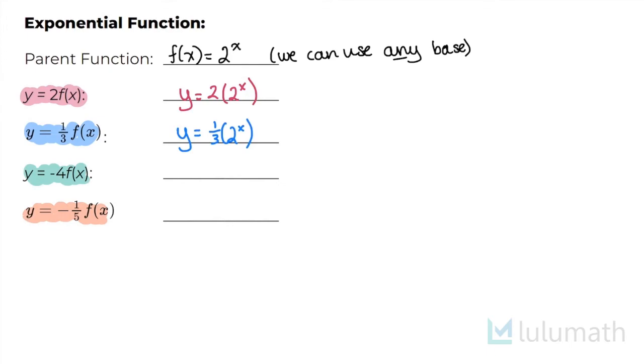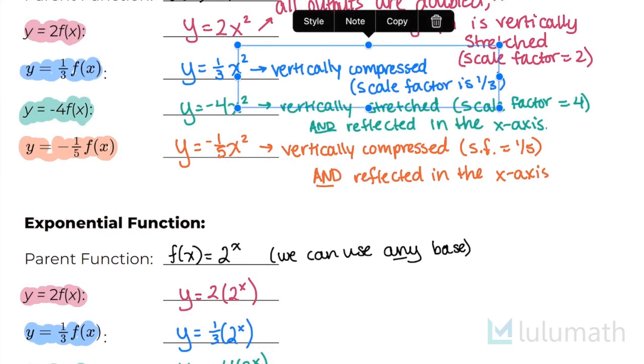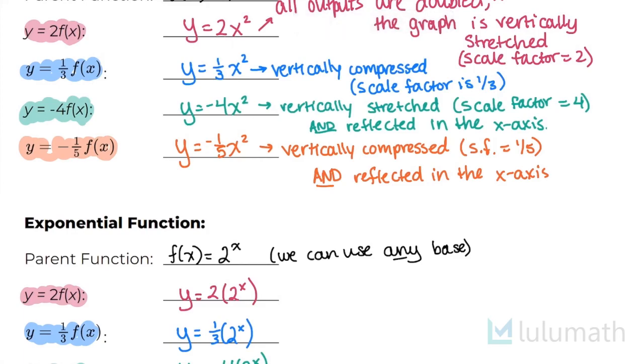For the next one, our a value is -4, so we're going to do -4 multiplied by 2 to the power of x. And then for our last one, we would do y equals -1/5 multiplied by 2 to the power of x. Now, everything that we set up here is going to be true about our exponential function. The only difference is just our parent function is different. The red graph is still going to be vertically stretched with a scale factor of 2. This blue graph right here is still going to be vertically compressed with a scale factor of 1/3, and so forth. So let's double check on Desmos and see if that's the case.